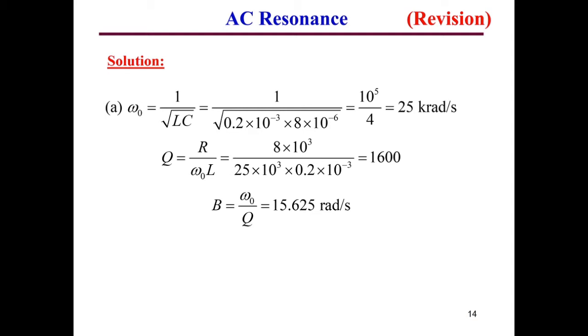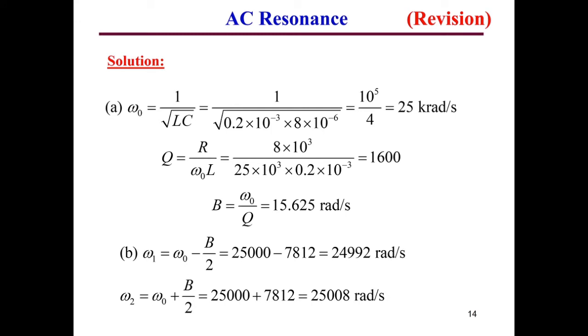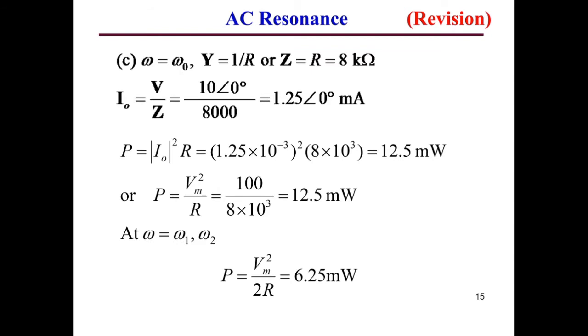Okay, and then you can find the bandwidth from Q. You can find W1 and W2 since the value of Q is more than 10. Okay, and if you like to find again the current, at resonance the current will flow only through the resistance, so it will be equal to 1.2. Now you can calculate the power. That will be the maximum power, and then the half power frequency.